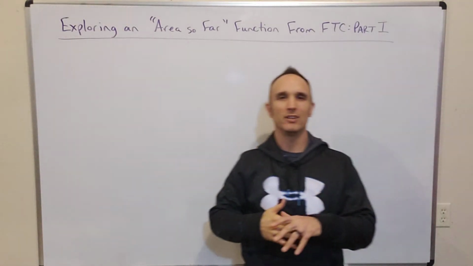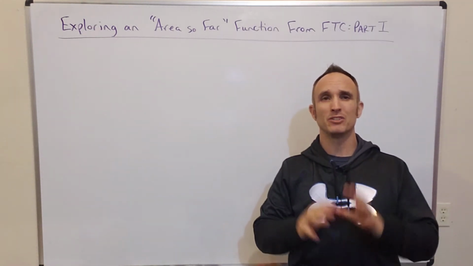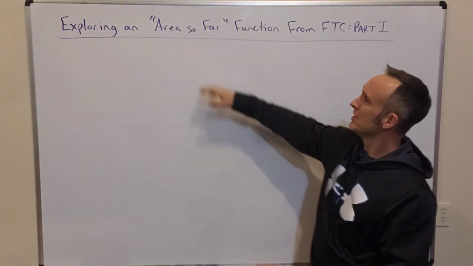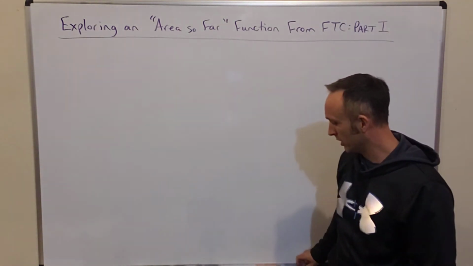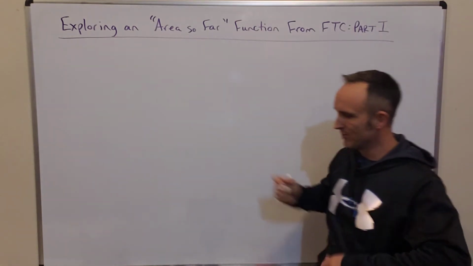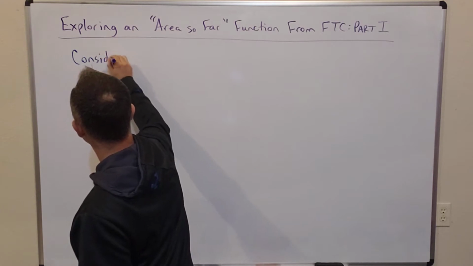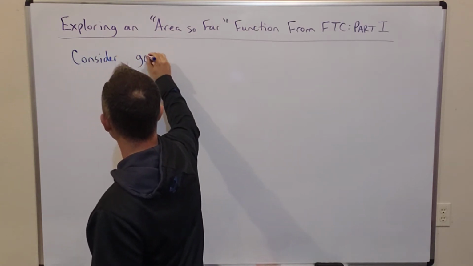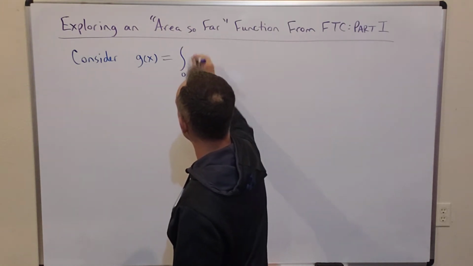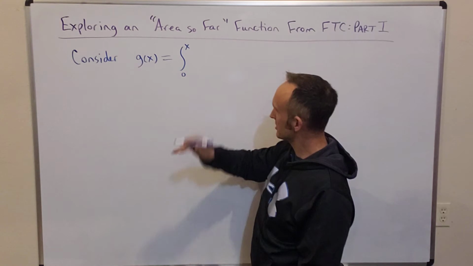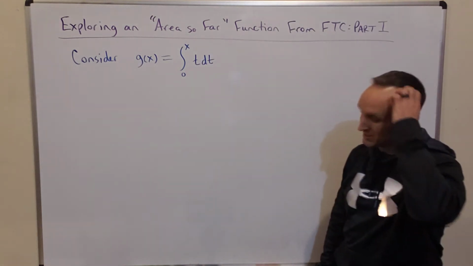Okay, so before we move on to part 2 of the fundamental theorem of calculus, I thought it'd be worthwhile to spend a little bit of time exploring what I like to call an area so far function that we see in part 1 of the fundamental theorem of calculus. So let's consider this function. G of x equals the integral from 0 to x of the very simple function t dt. Okay, so consider that function.